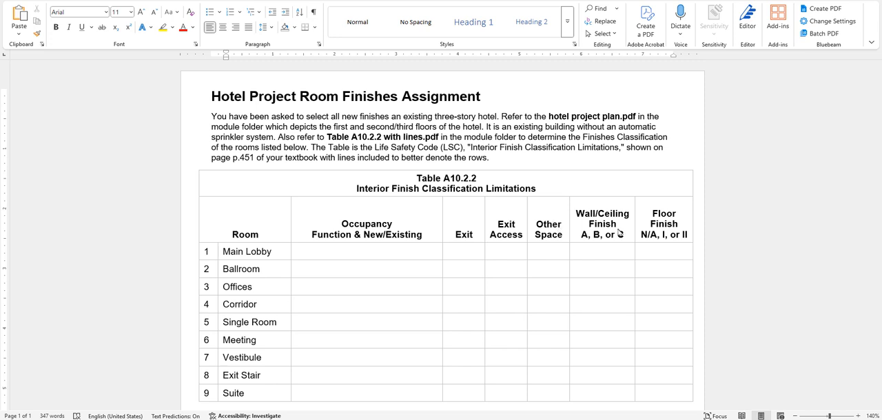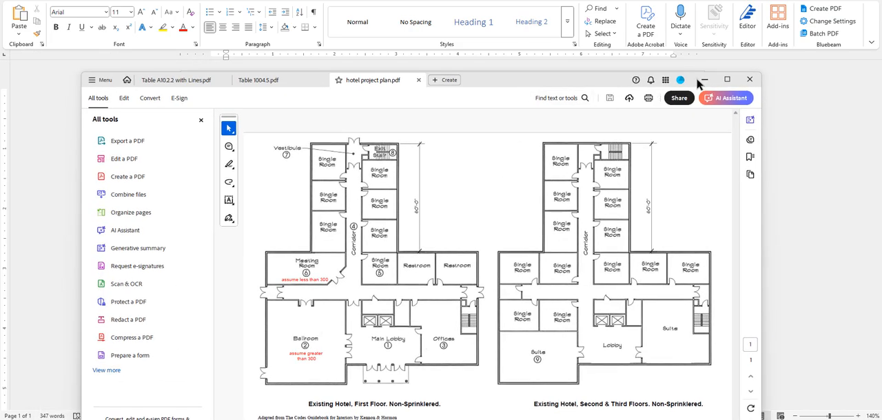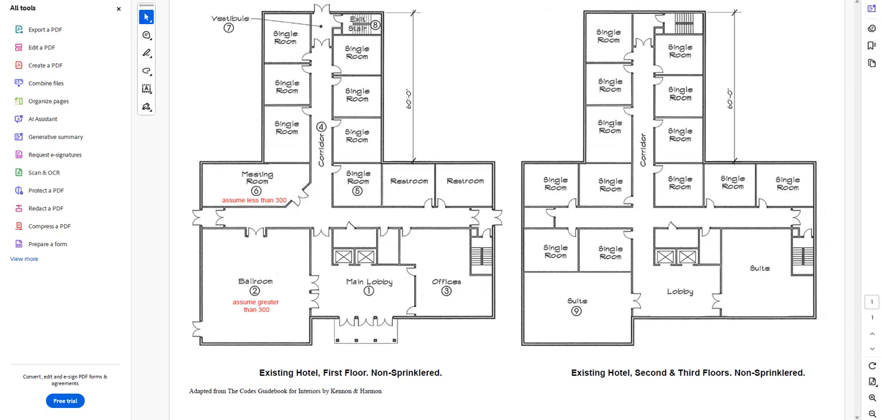Once we determine that, then we'll know what the wall finish requirements or the floor finish requirements would be, if they are required. So let's take a look at our plan here. This is the plan, and I've added some notes to help us figure out some of these, since they require a certain number of people to determine the finish requirement. You can see the numbers here correspond to the numbers in the chart, and you can orient yourself. So the main lobby is here.